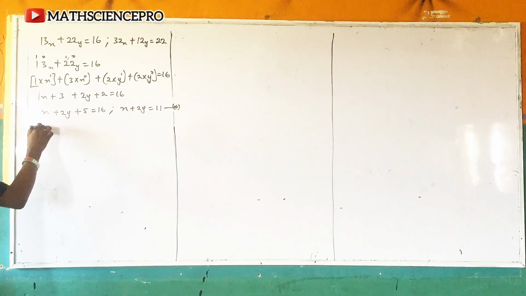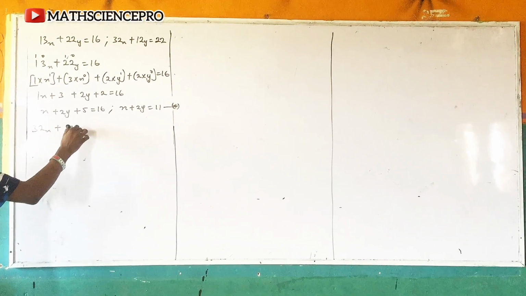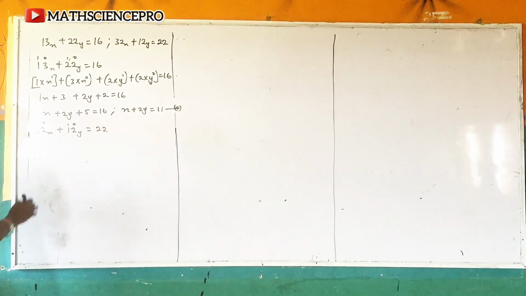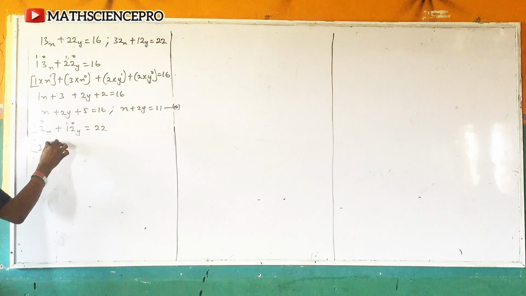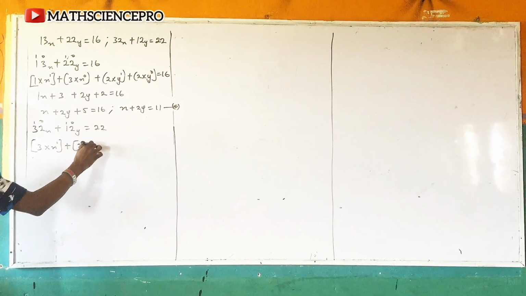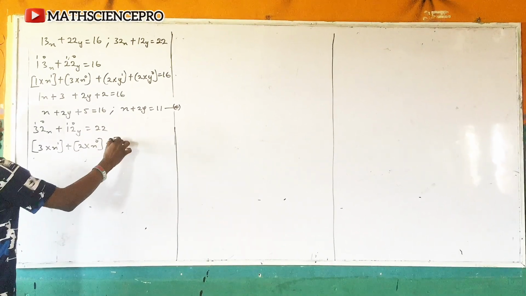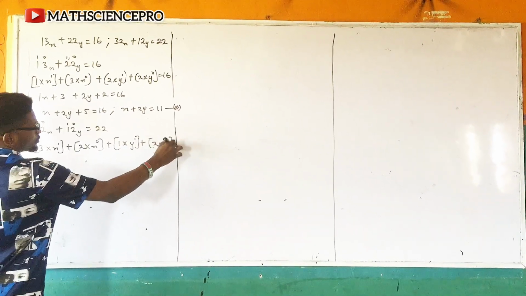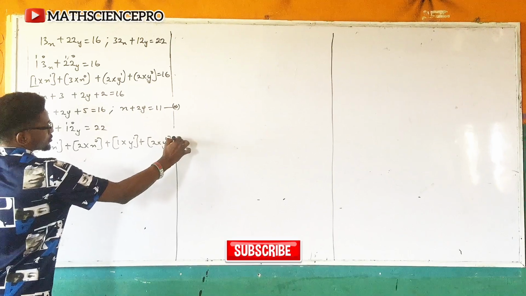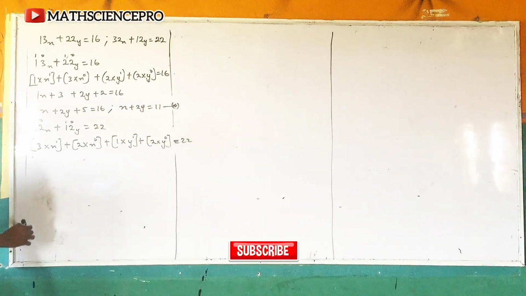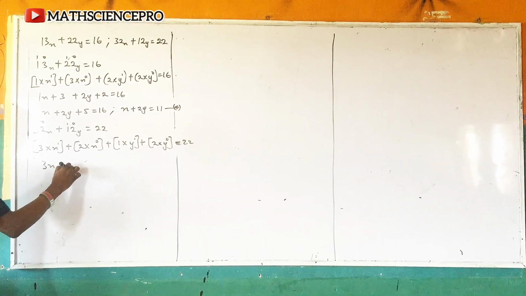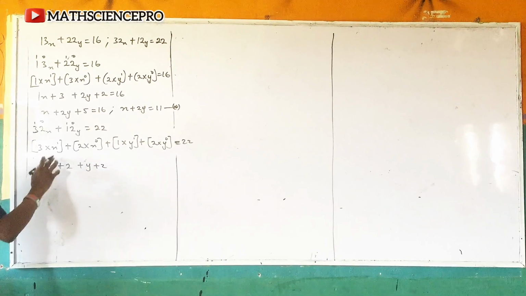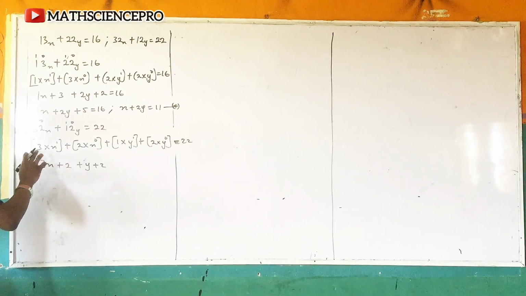Let's work on the second one. 32 base x plus 12 base y equals 22. This is going to be 3 times x raised to the power 1, 2 times x raised to the power 0, 1 times y raised to the power 1, 2 times y raised to the power 0 equals 22. Quickly, this is 3x plus 2, plus y plus 2. What I'm doing is 3 times x raised to the power 1, which is 3x.